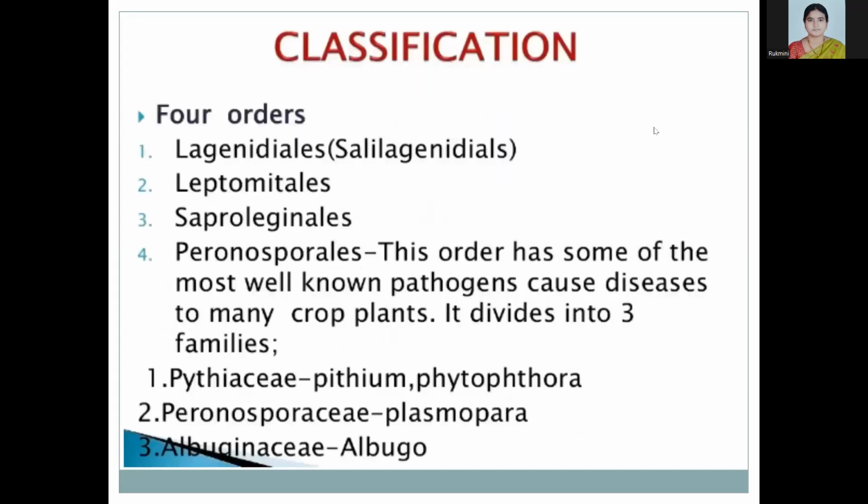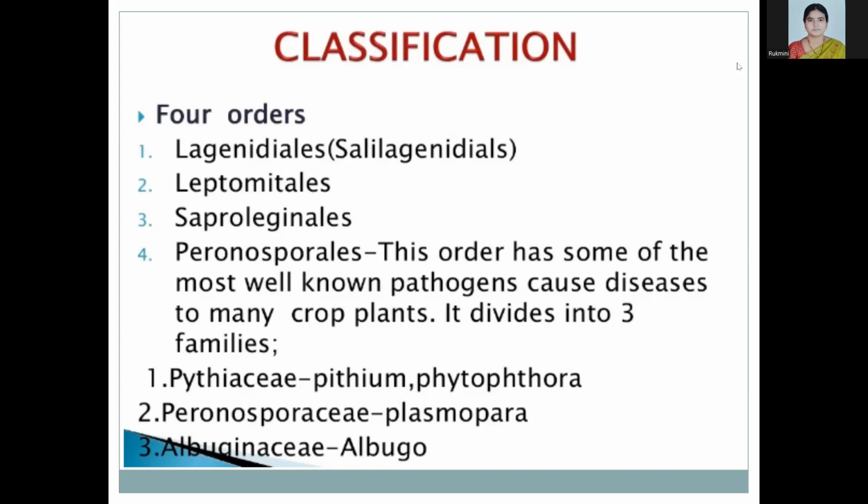In these oomycetes, 4 orders are there. One is Lagenidiales, next one is Leptomitales, third one is Saprolegniales, fourth one is Peronosporales. Peronosporales order is most well known for pathogens. These cause many diseases to crop plants. This Peronosporales order is divided into 3 families. One is Pythiaceae, next one is Peronosporaceae, third one is Albuginaceae.